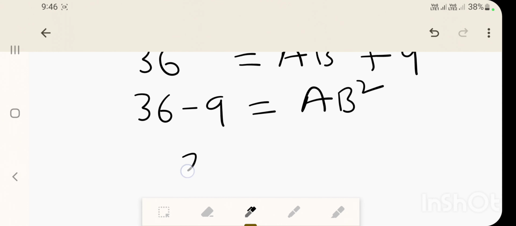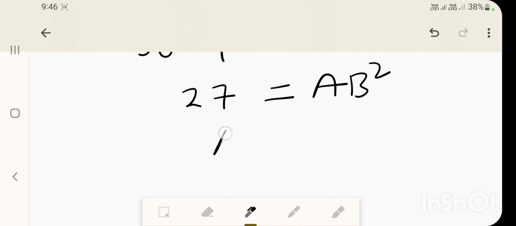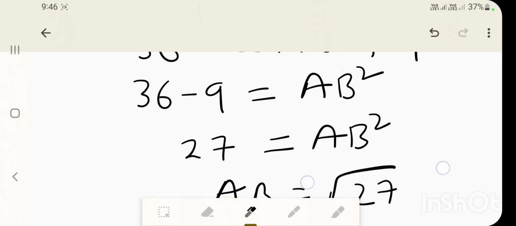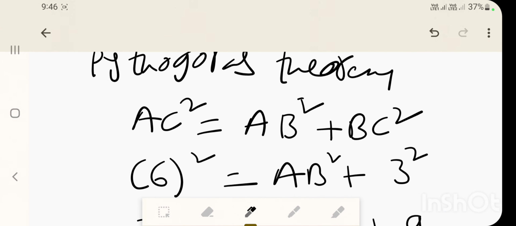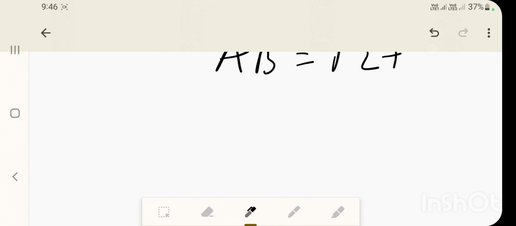36 minus 9 it is 27. So we get AB square is equal to 27. So we get here AB is equal to root 27. So this is the adjacent side length. 36 minus 9 we get it as 27.